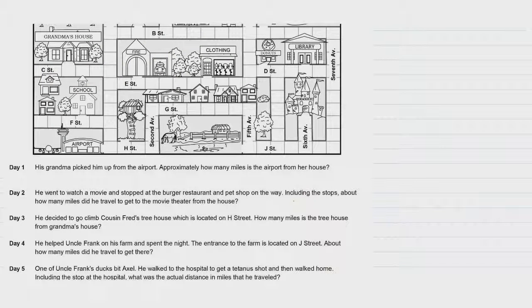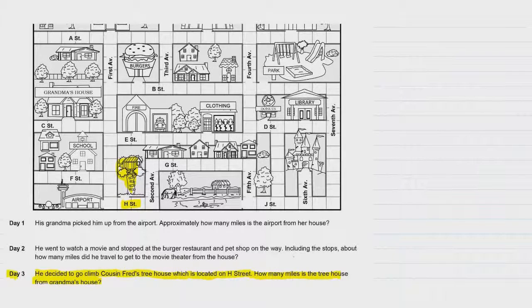All right, welcome back. You are working on day 3. And day 3 says, he decided to go climb Cousin Fred's treehouse, which is located on H Street. Well, here's H Street, and here's the treehouse. How many miles is the treehouse from Grandma's house? So again, we start off at Grandma's house, and we start counting. 1, 2, 3, 4, 5, 6, 7, 8, 9, 10, 11. So he went 11 squares to get to the treehouse.